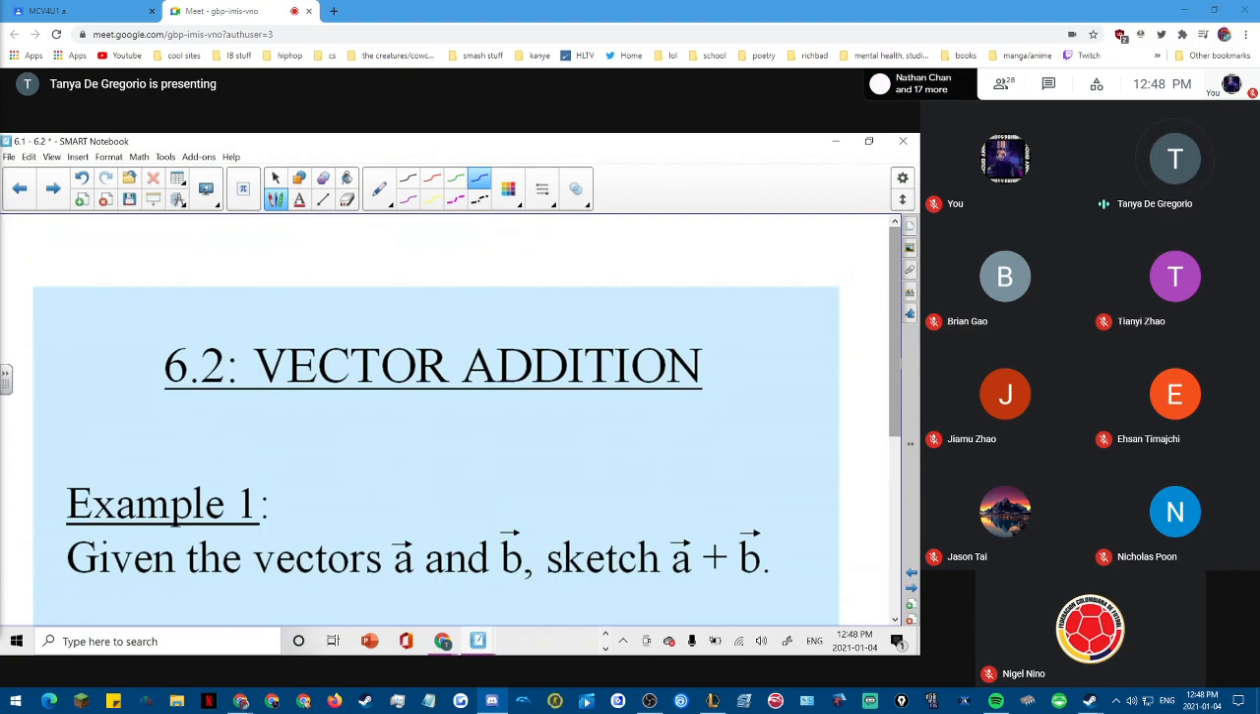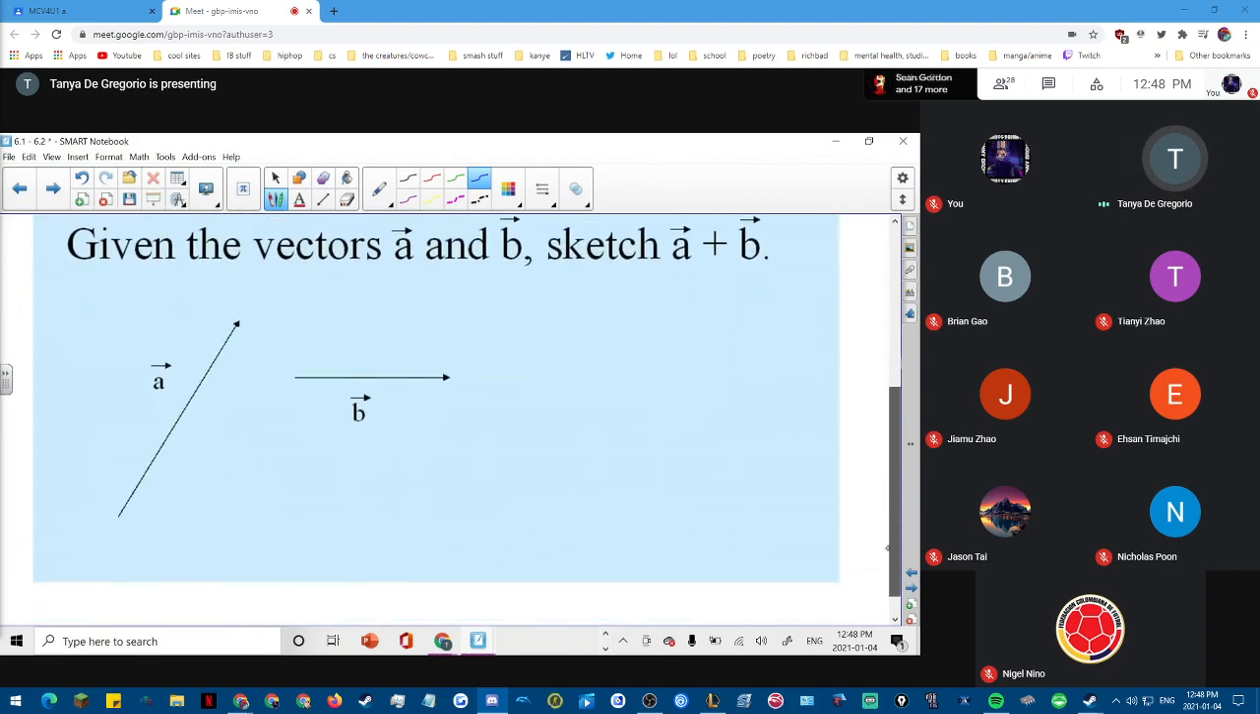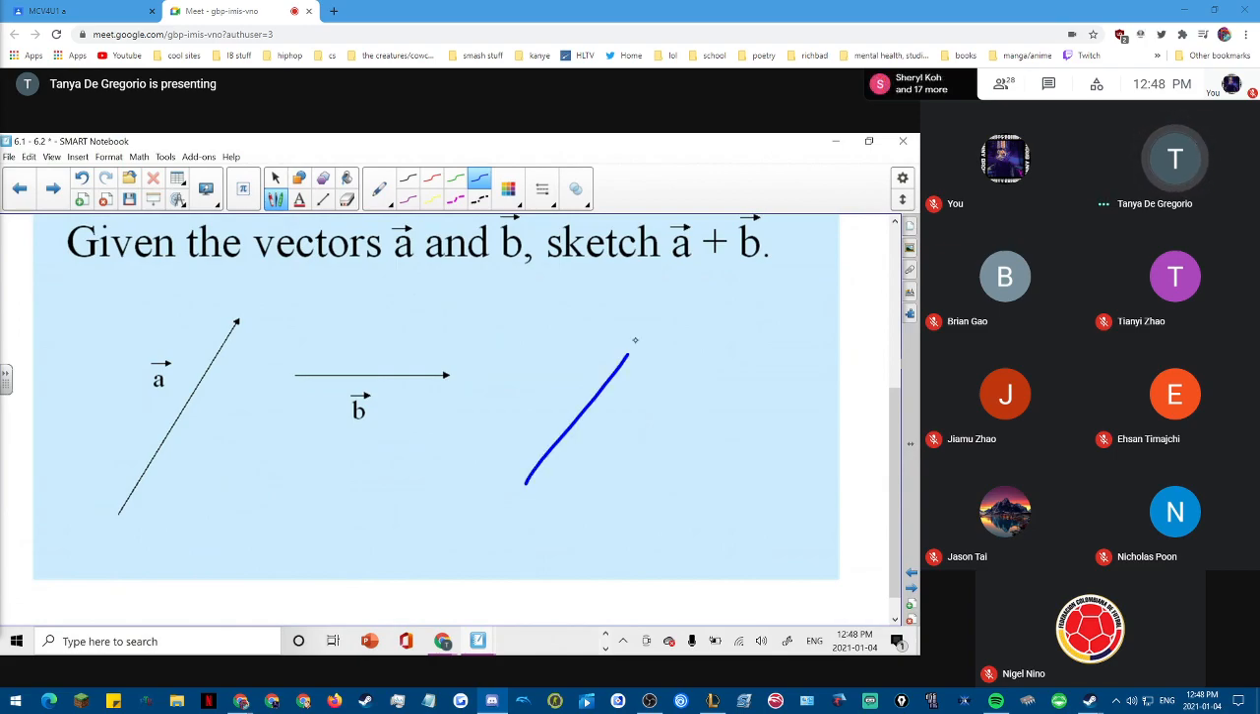Okay, so let's talk about how we add vectors together. When you're adding vectors together, we want to follow a path. So vector A plus vector B. Here's vector A, and now we want to add vector B to it. So literally, it's like we're just following a path. Okay, that's how you add vectors together.